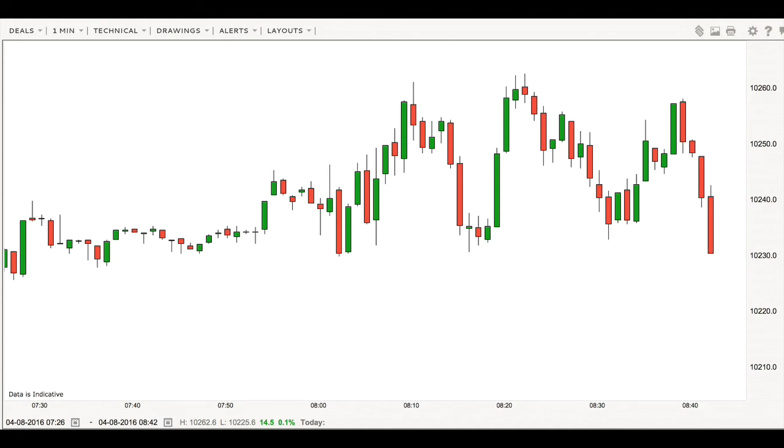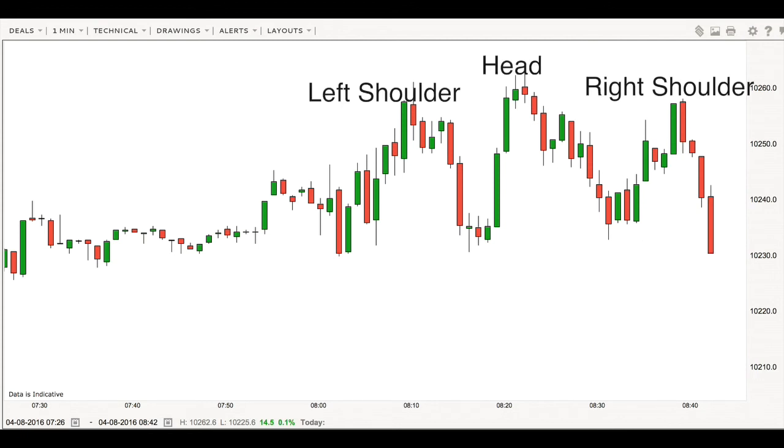Okay, so what you can see here is that that pipe top also completed a head and shoulders top. You can see that the middle top is higher than the left shoulder. It's also higher than the right shoulder, which is completed by the pipe top.